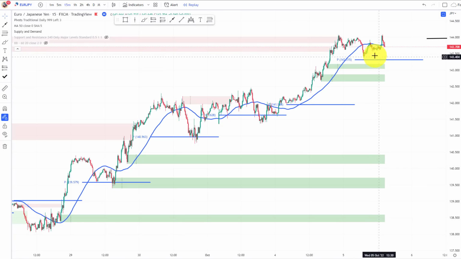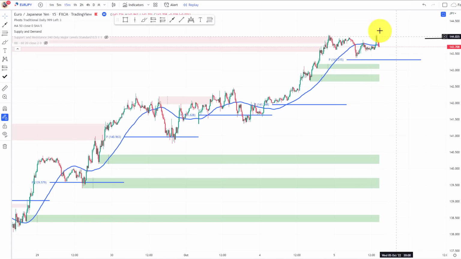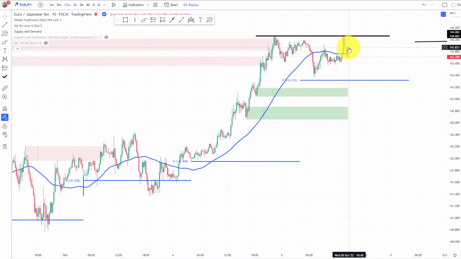Now currently we are trading above the pivot as well. Right now you can see we are here, and as long as this market structure is in place, we are more bullish than bearish. I would not go short unless this pivot structure has been decisively broken.